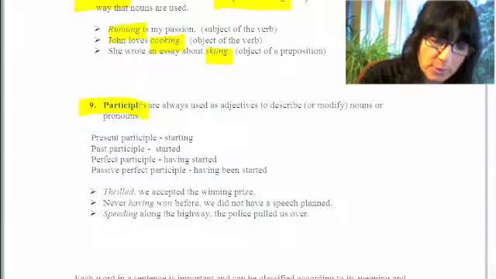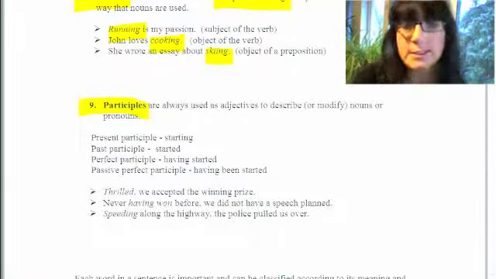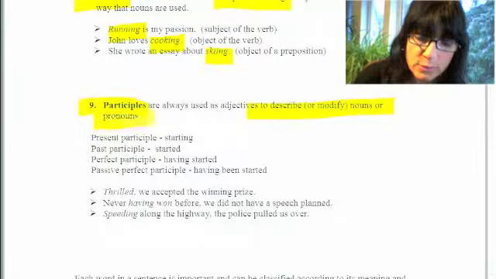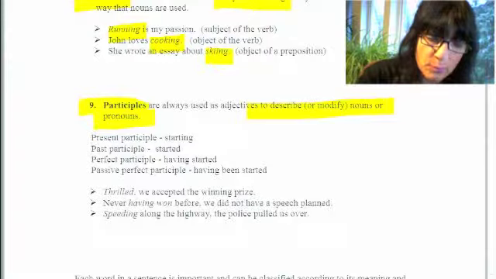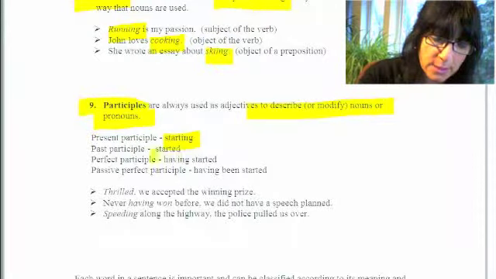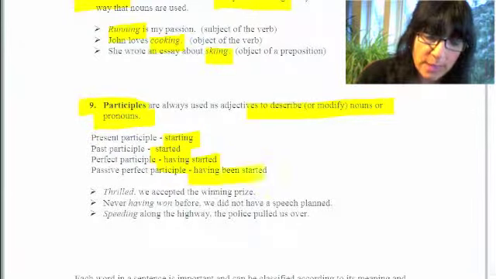The ninth part of speech is called participles. This is the final one we're looking at. And participles are always used as adjectives, and they modify or describe nouns or pronouns. Examples, the present participle would be starting. The past participle is started. The perfect participle is having started, and the passive perfect participle would be having been started.